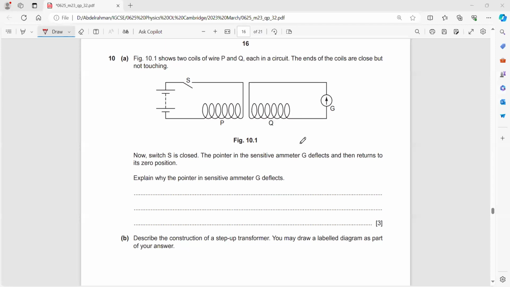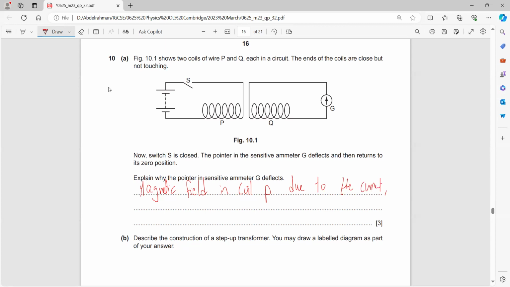When current flows through coil P, it will induce a magnetic field, which will attract coil Q, inducing a current in the other circuit. Magnetic field induced. Magnetic field in coil P due to the current. Magnetic field. That's the first keyword.